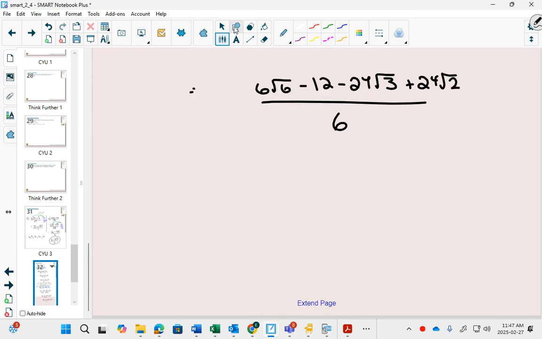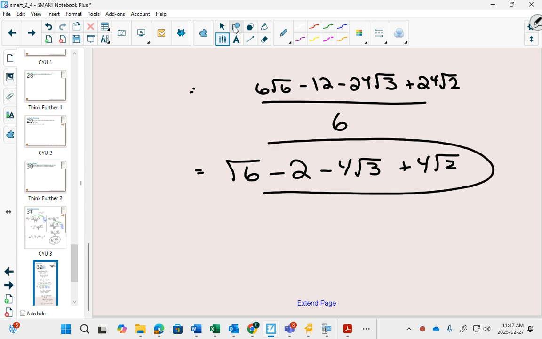And now, is this in simplest form, or can everything divide by something? 6. Everything divides by 6. So I get root 6 minus 2 minus 4 root 3 plus 4 root 2. And the 6 on the bottom would be 1, so I don't have to write that. No like terms. Everything reduced to lowest terms. This is the simplified answer, which still looks quite complicated. So now you can circle 10 and 13.